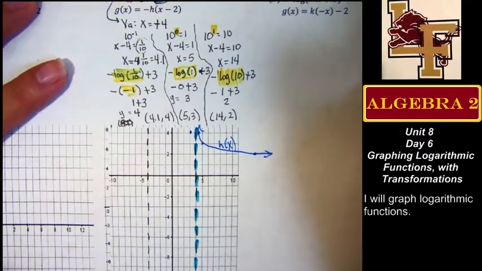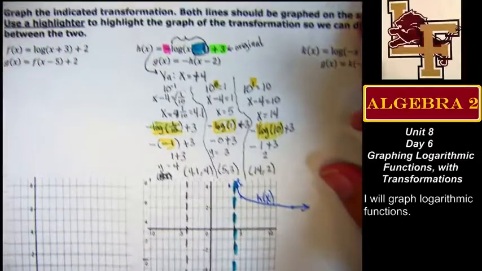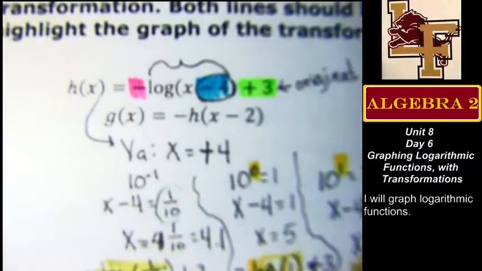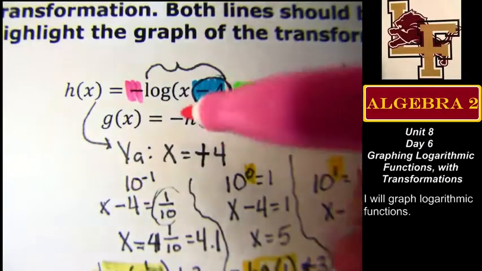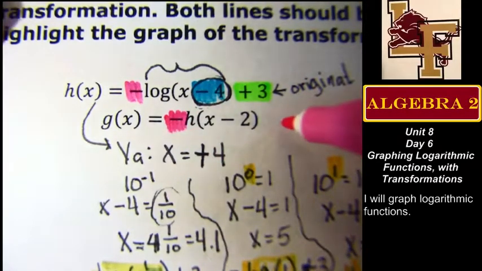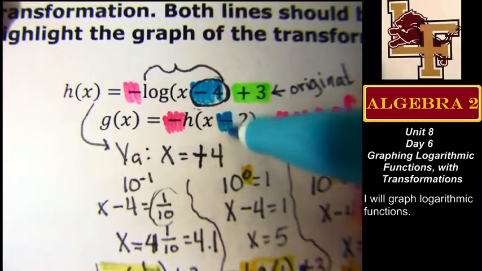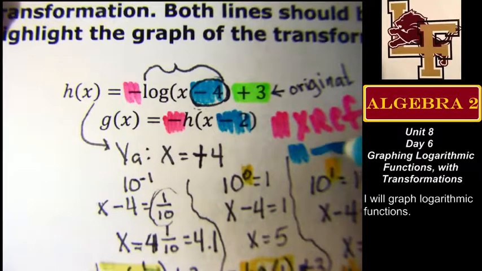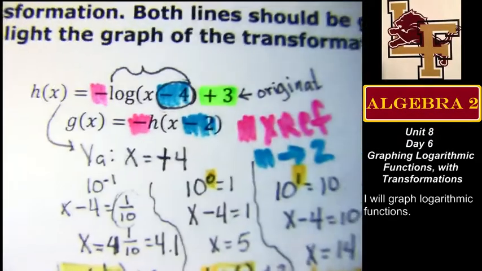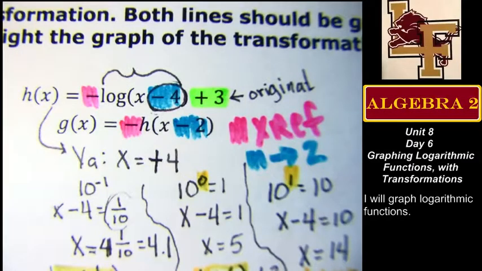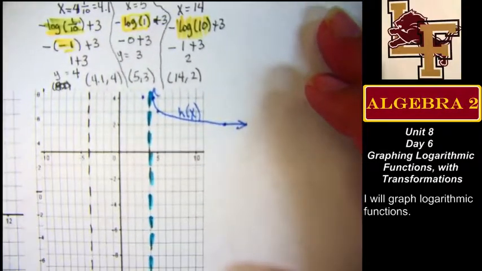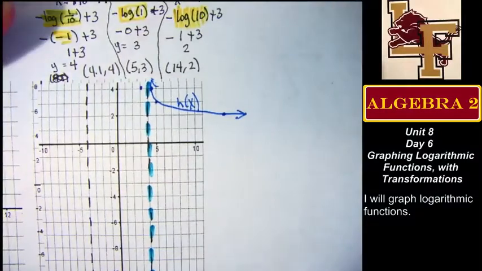All right, now I need to perform these transformations. So I'm going to look at g of x to figure out what my transformations are. My first transformation is going to be an x reflect. My next transformation is going to be a right movement of 2. So I'm going to reflect it across the x, and I'm going to move it 2 spaces to the right. I may have to guess on some places. This graph paper isn't very good.